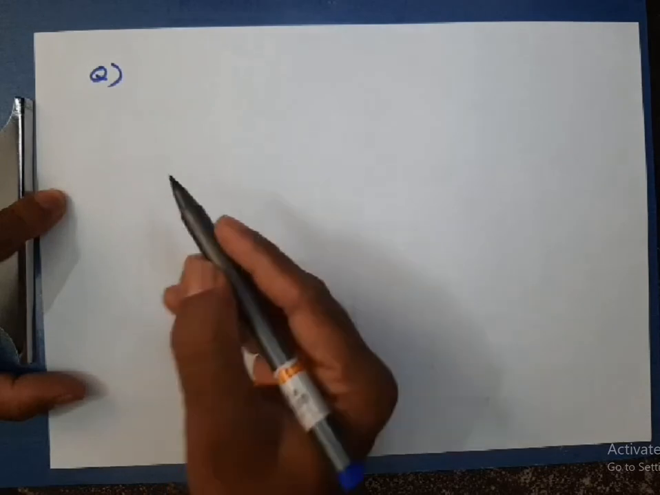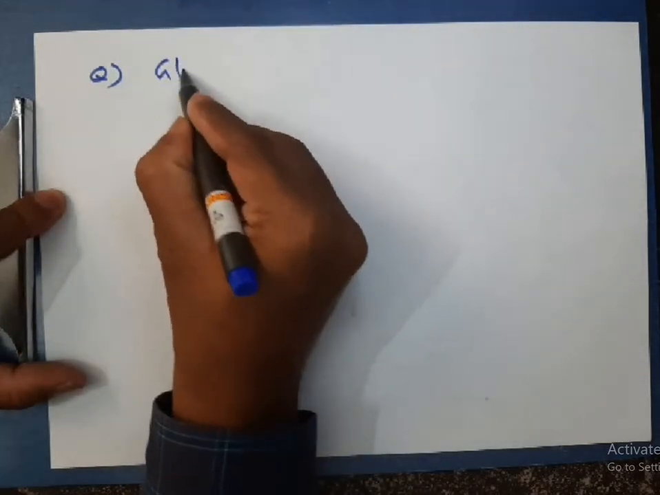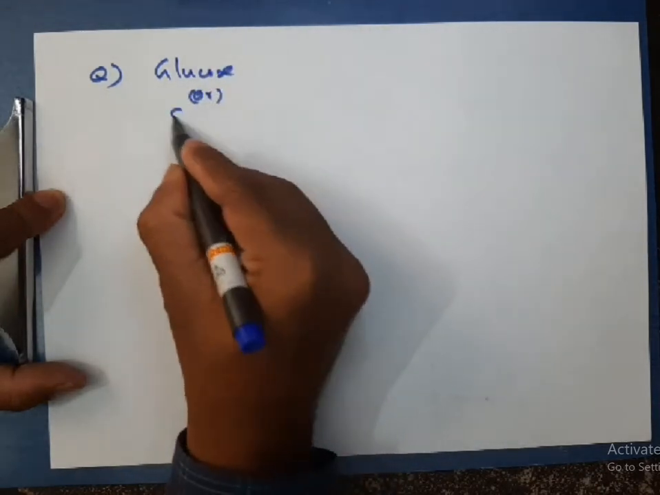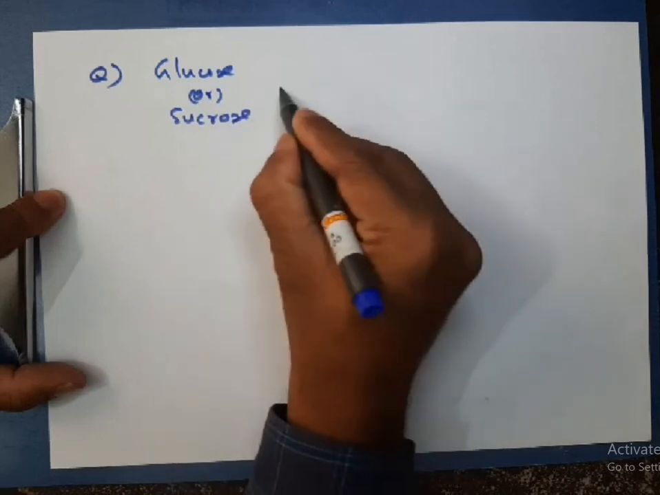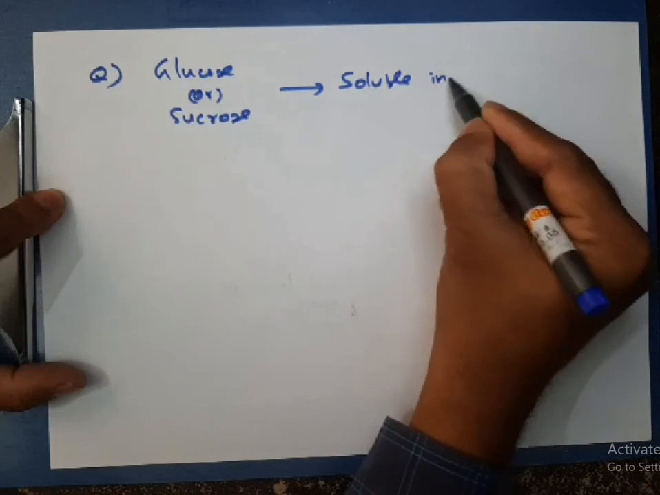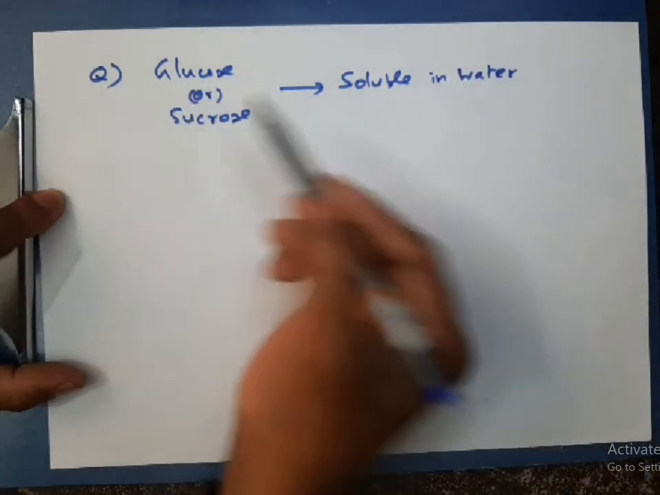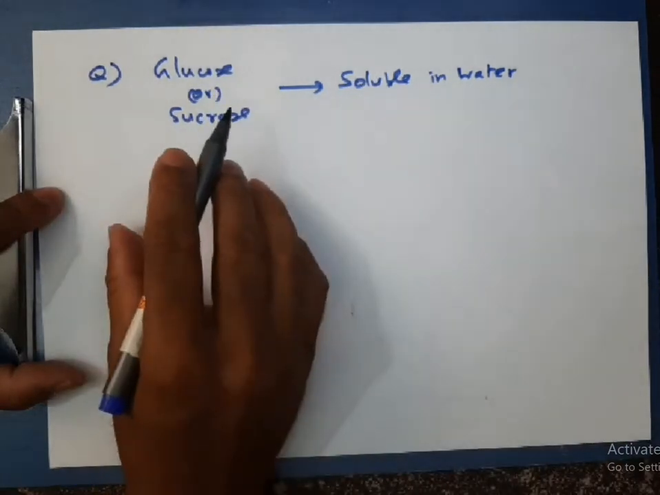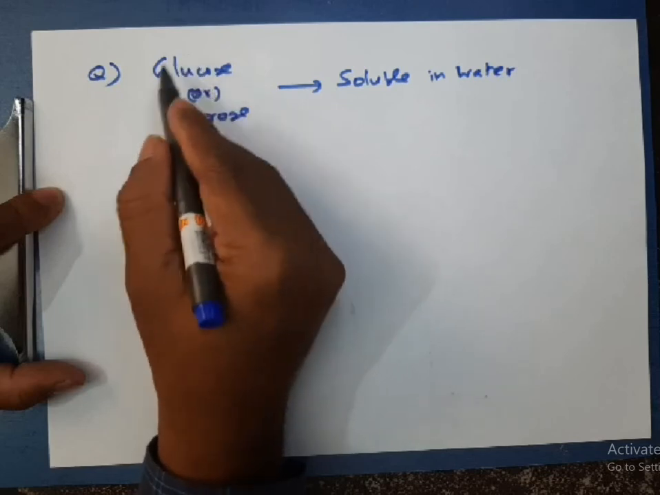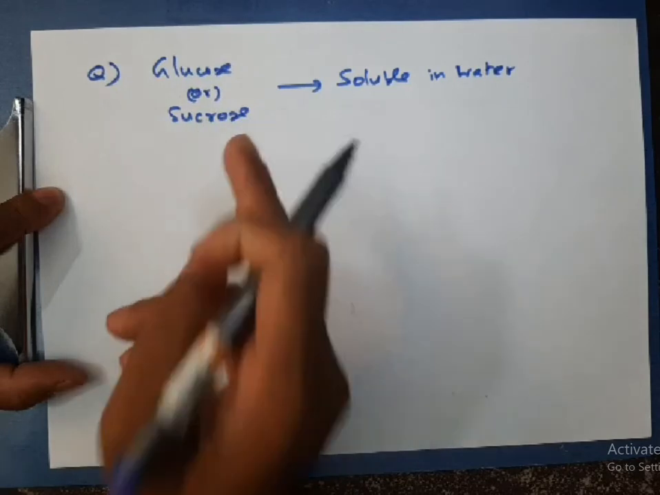These questions are in the in-text questions in your book. It is given that glucose and sucrose are soluble in water. They are freely soluble, you know very well. Actually, glucose consists of a 6-membered ring, and sucrose consists of a 6-membered ring and a 5-membered ring.